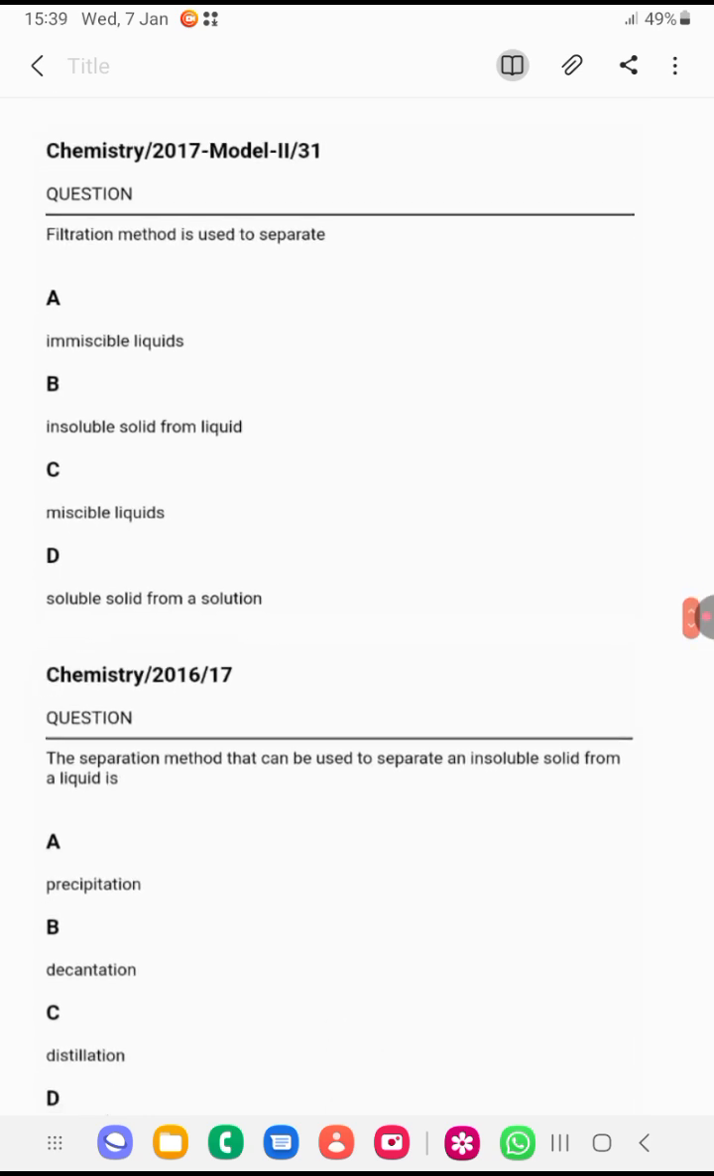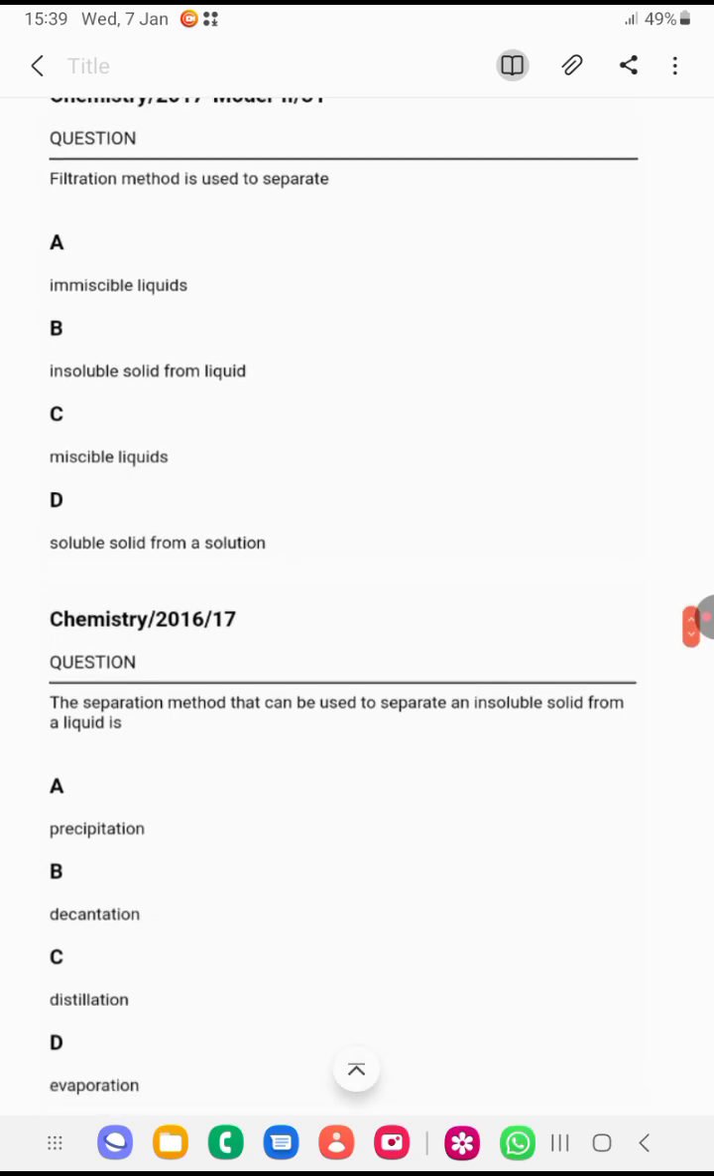2017. Filtration is best used to separate A, immiscible liquid, B, insoluble solid from liquid, C, miscible liquid, and D, soluble solid from a solution. So the answer is not A. There are other methods that we can use.